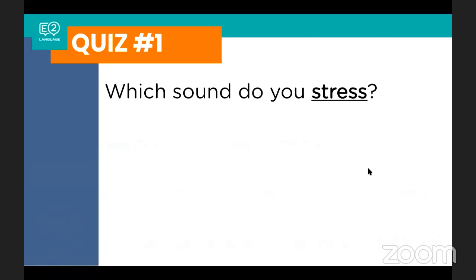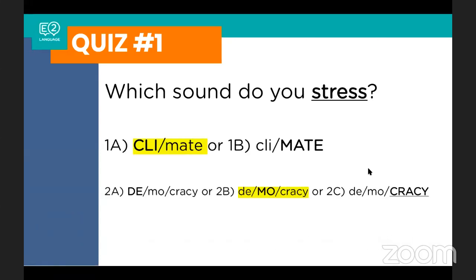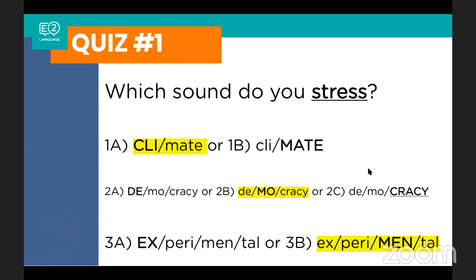Cool. Hopefully you got climate, democracy, and experimental. You can see how important it is to stress the correct syllable so the word sounds natural. Because if you're putting stress on the wrong syllable, the person listening to you will struggle to understand what you say.